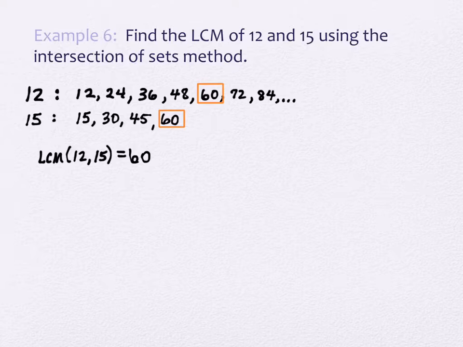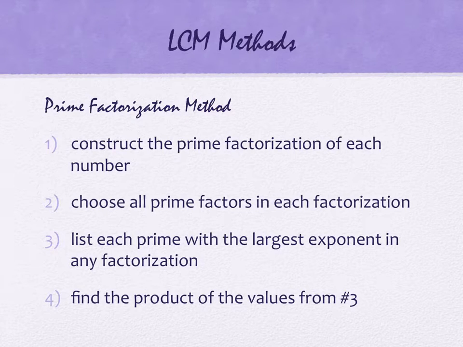Okay, so like I said, this is not especially friendly if the list went on forever, right? If you had the numbers 14 and 15, this would not be pretty. 12 and 15 wasn't so bad. So let's try something where the number of things is maybe a little bit more workable.